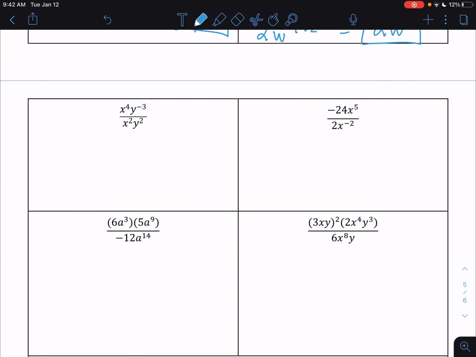All right, let's get into some longer problems where we again have variables in the top and the bottom. So let's just look at the x's for now. So we're going to have x to the 4th minus 2. And then let's look at our y's. Y to the negative 3 minus 2, which gives us x squared, y to the negative 5. Can't have negatives, so we put it in the bottom.